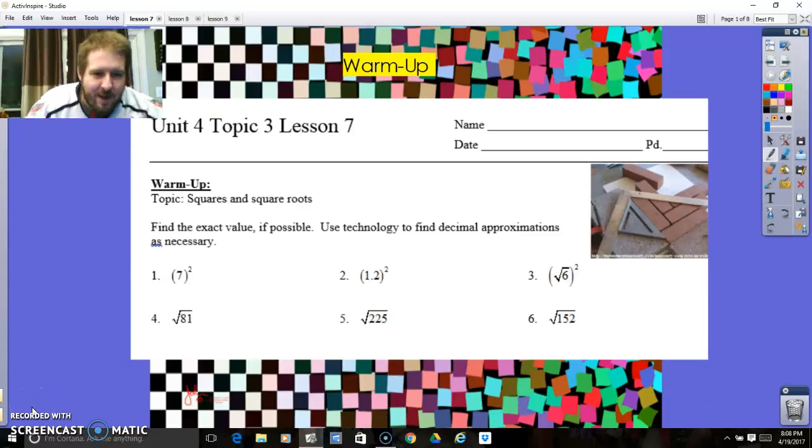Hey, it's Mr. P. Helps back here with Unit 4, Topic 3, Lesson number 7. This is on Pythagorean Theorem. And we're going to start off with a review of exponents, which we have done in the past.